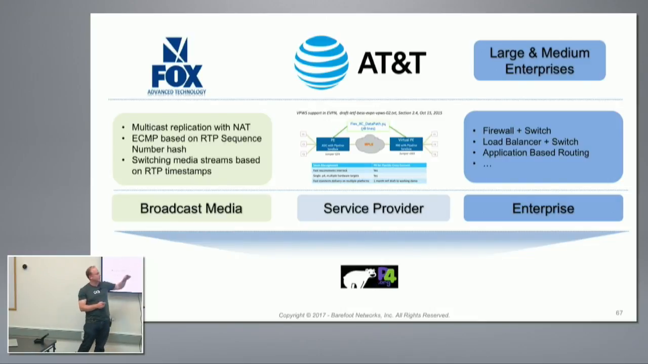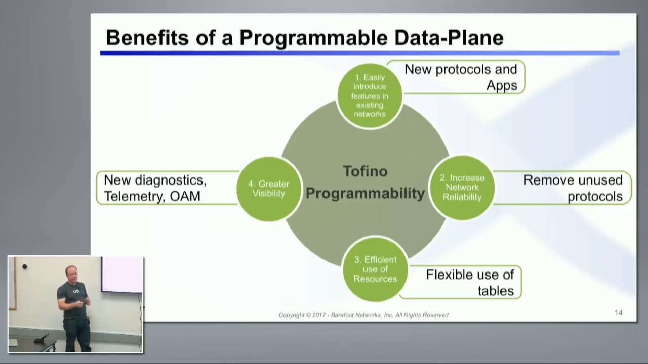And then we have numerous large and medium enterprises that are looking at adding things like firewalls, load balancers, or doing application-specific routing. How can the network adapt to the application, as opposed to the other way around, where the application always has to work around the network itself? So, going back to this, what is it that you're seeing out there? New protocols. That was Fox. Increased network reliability, getting rid of these older protocols. Again, Fox saying traditional IP transport isn't good enough for me. Let's focus on this. You've got flexible tables, so you're able to reallocate over time, and then greater visibility into the network as well.